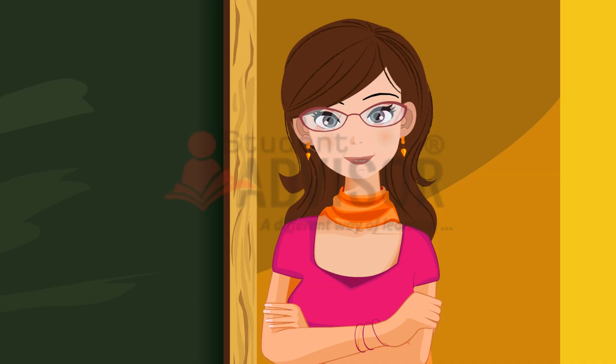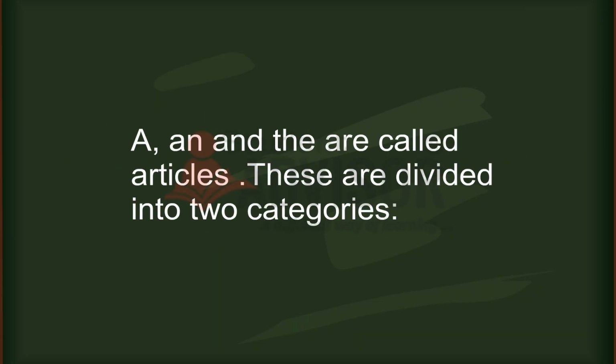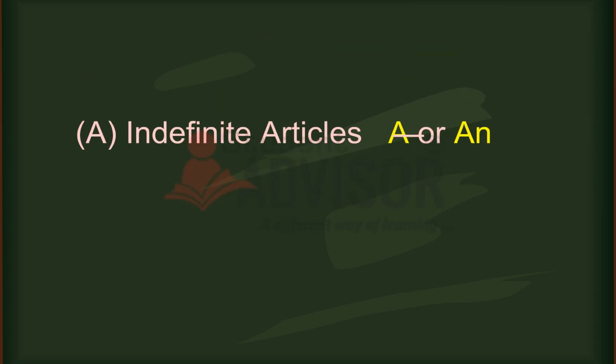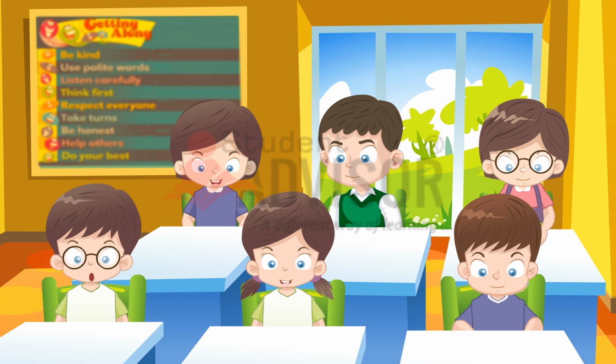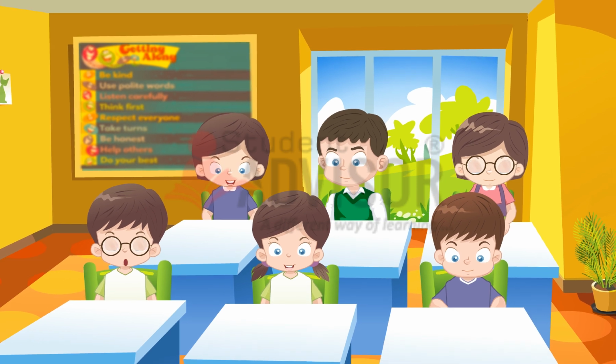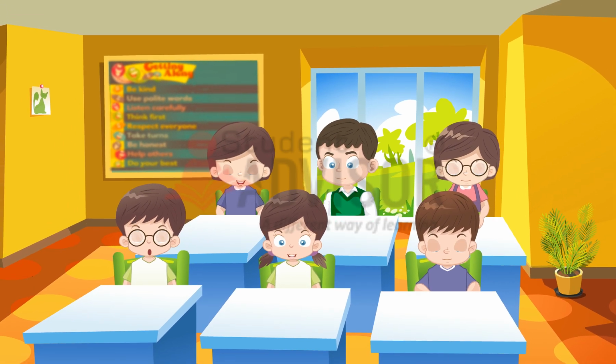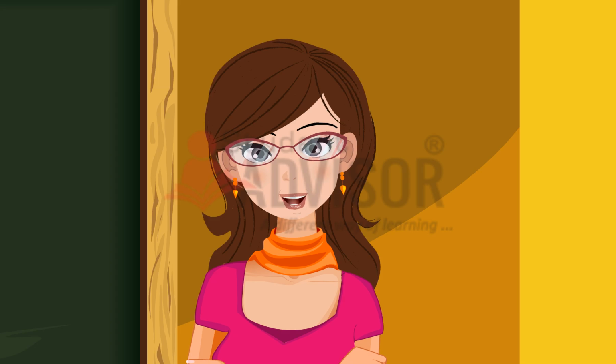Articles. A, an, and the are called articles. These are divided into two categories. A, indefinite articles, a or an. B, definite article, the. Use of a and an, indefinite articles. A and an are called indefinite articles.